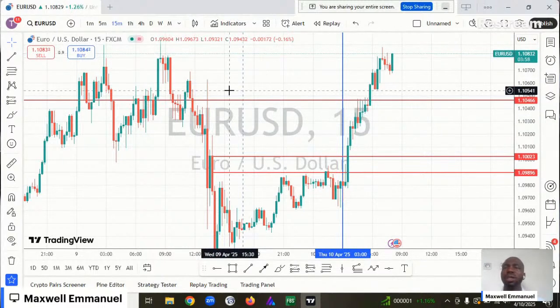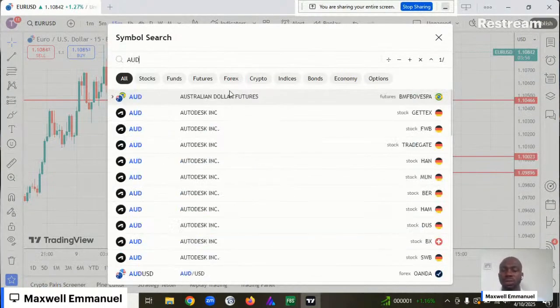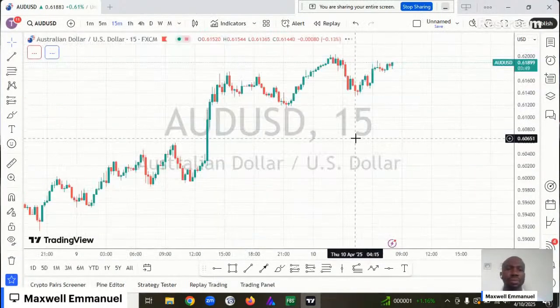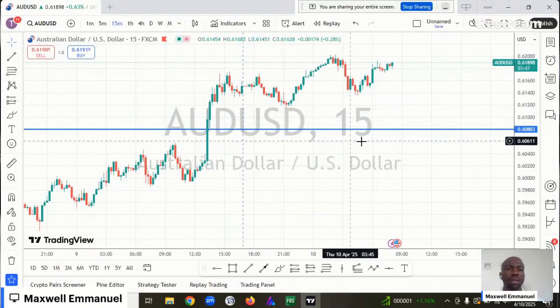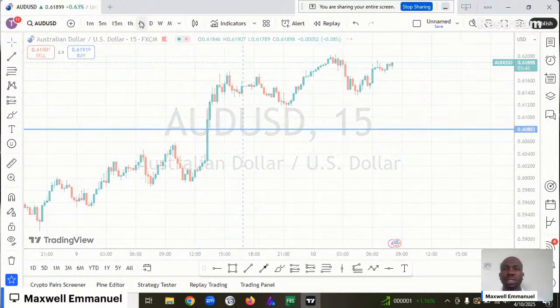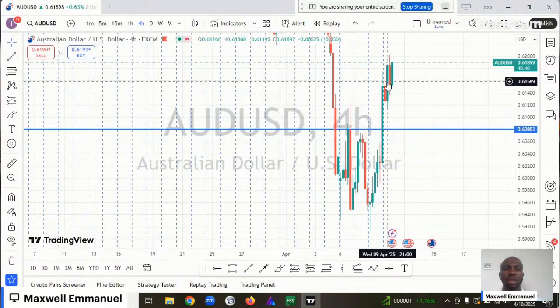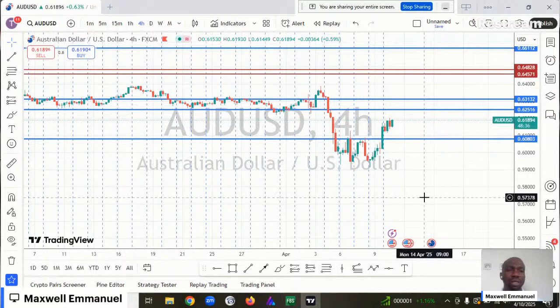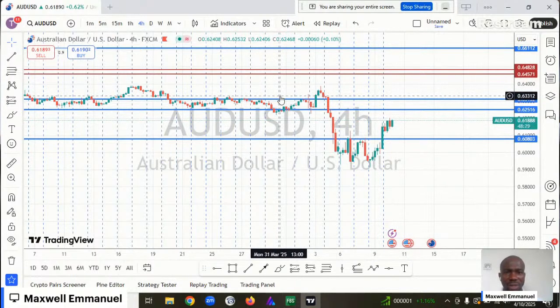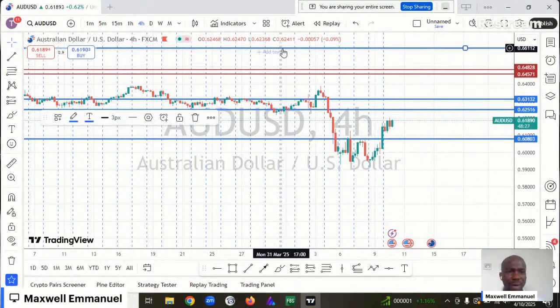Which other instrument should we look at? Australian dollar USD. You can see Australian dollar USD has been ranging since the market opened, kind of in a range. But as you can see, the second candle for the day broke out from this resistance. That also tells us that there are more buys than sells.